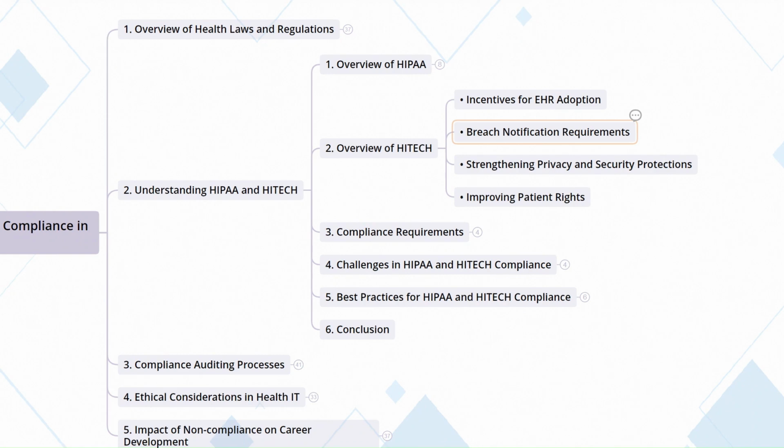Next, breach notification requirements. HITECH established stricter requirements for breach notification of unsecured PHI. Covered entities must notify affected individuals, the Secretary of Health and Human Services, also referred to as HHS, and in some cases, the media if the breach affects 500 or more individuals.